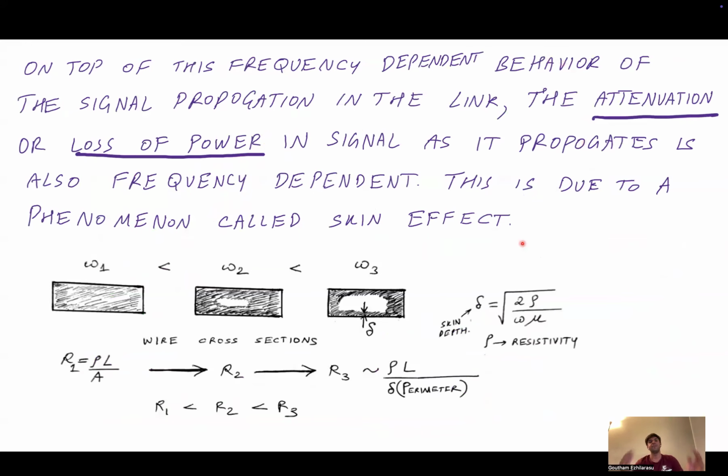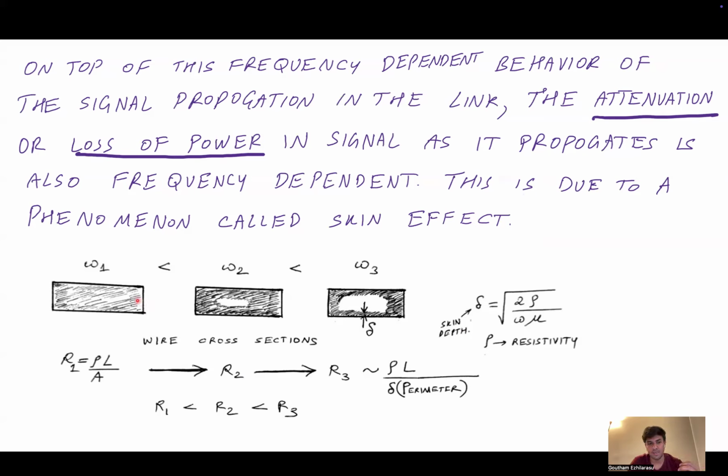On top of this frequency-dependent behavior of the signal propagation, basically the time of flight, you can also have attenuation or loss of power in the signal as it propagates, which is also going to be frequency dependent. And this is typically because of a phenomenon called the skin effect. So why does skin effect actually happen? I haven't really discussed why skin effect happens, but first let's talk about what skin effect is.